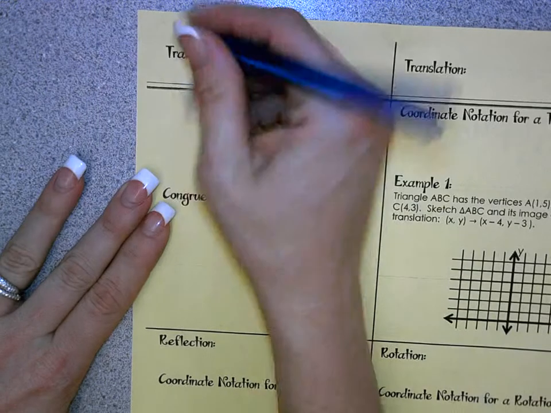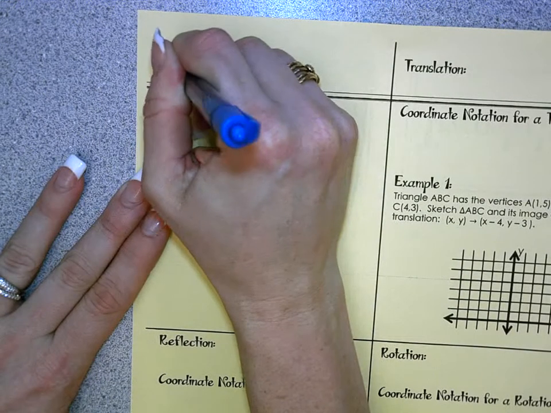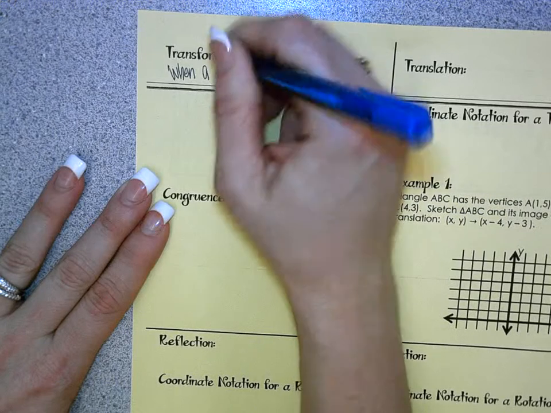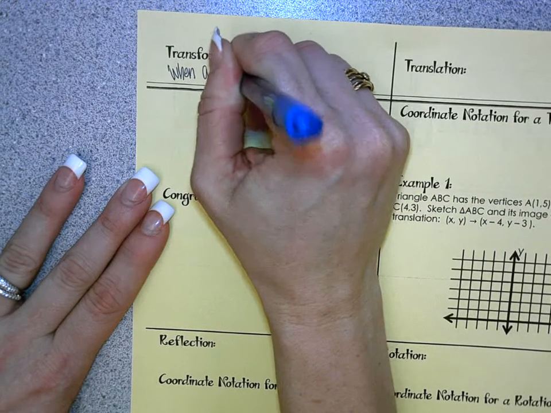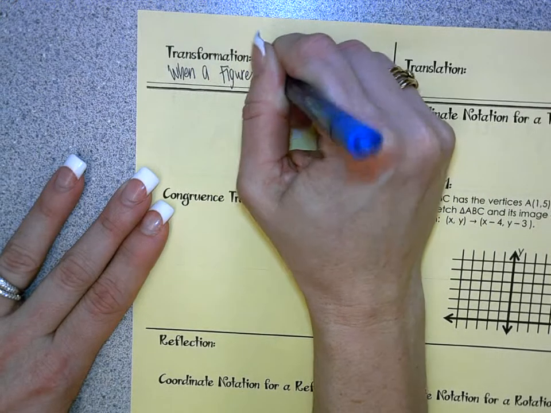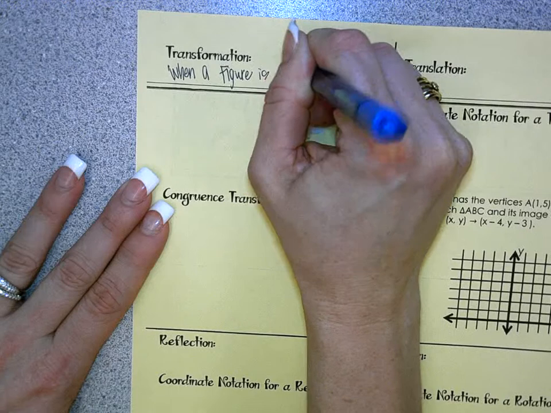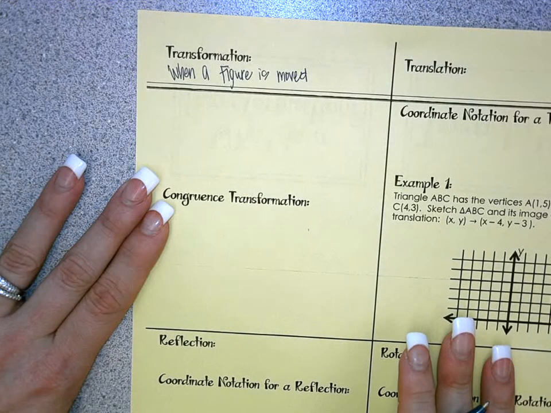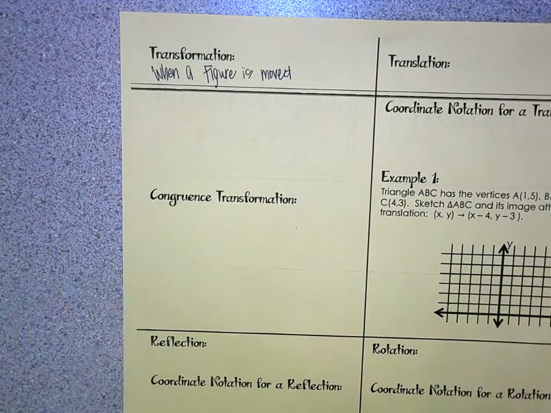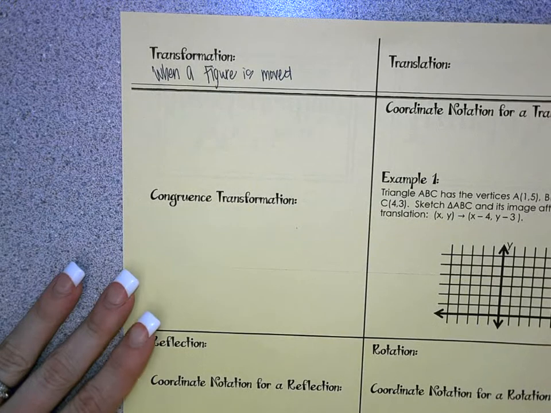So a transformation is when a figure is moved. When a figure is moved. So a transformation is basically moving something, okay?